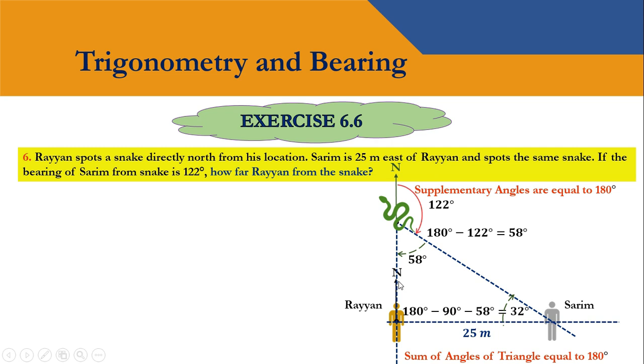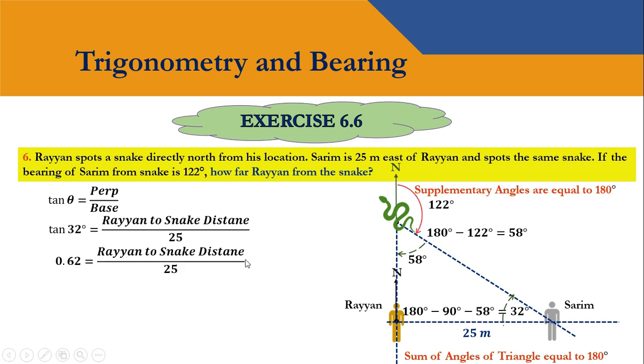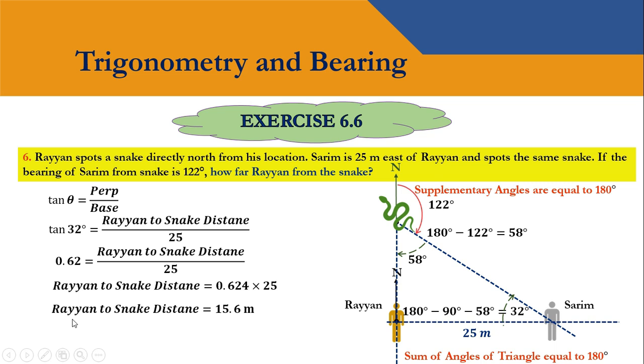For base and perpendicular, there is one possible ratio: perpendicular divided by base, which is equal to tan of theta. Now putting the value of tan 32 equals, because the perpendicular is the distance of Rayyan to the snake, divided by 25, and doing some mathematical calculation, we will get the Rayyan to the snake distance, which is equal to 15.6 meters. That's all about this question.